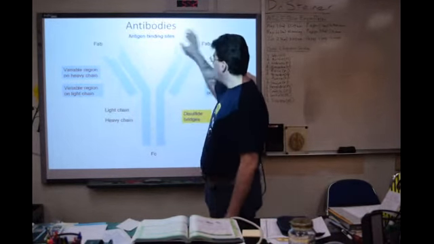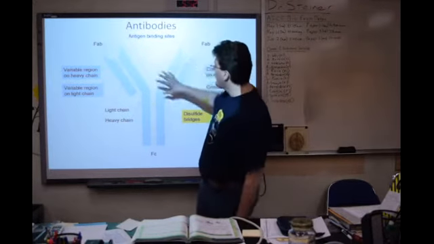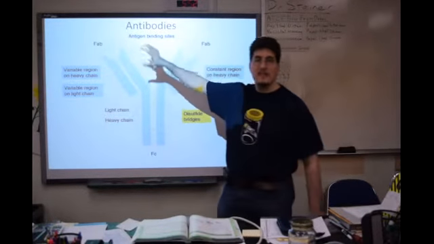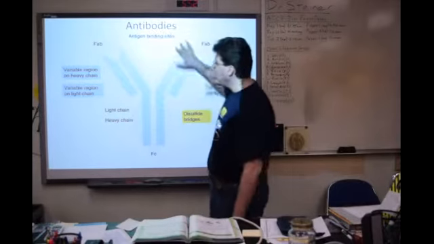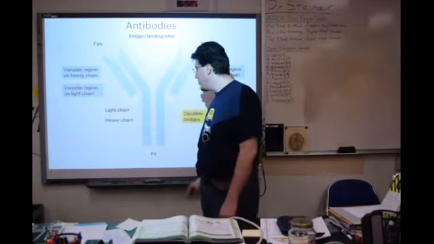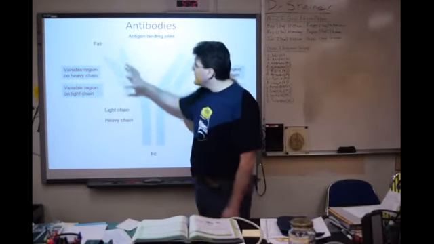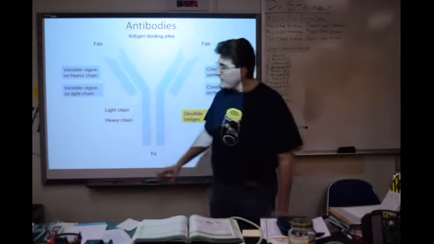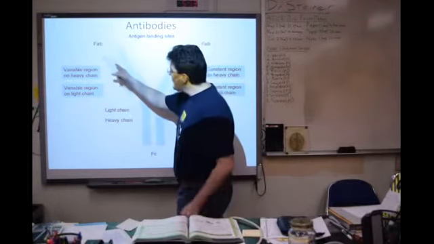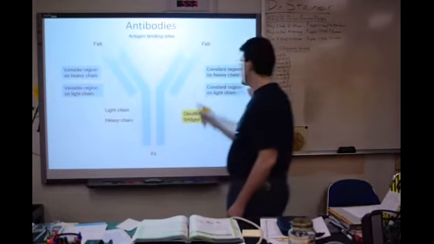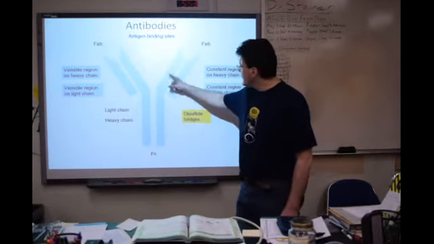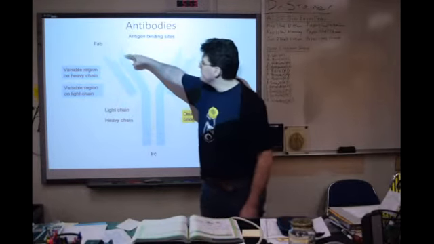Or rather, sorry, the FC region and the antigen binding region. There are 2 antigen binding sites, and these are antigen binding regions. The constant region and the antigen binding region. Within each of these chains, within the light chain and the heavy chain, there is a variable region and a constant region. Constant region, variable region. In the heavy chain, constant region, variable region.